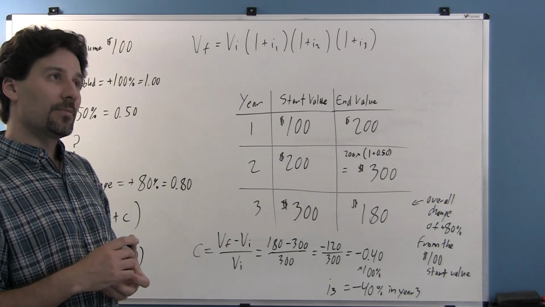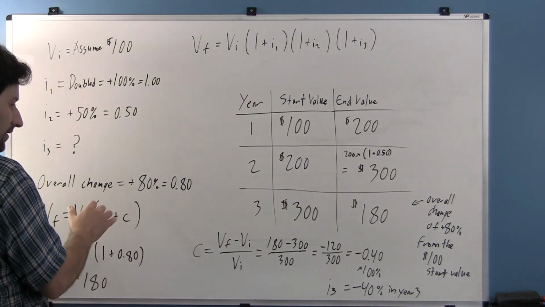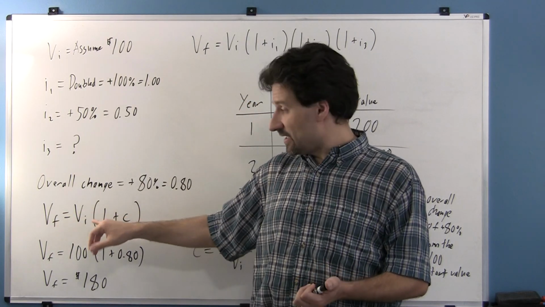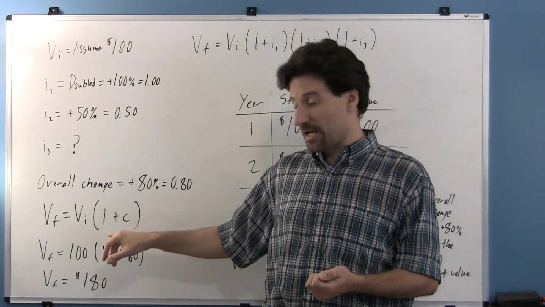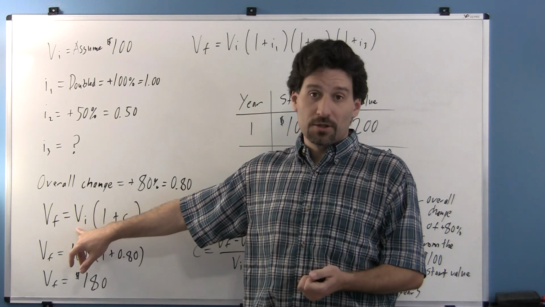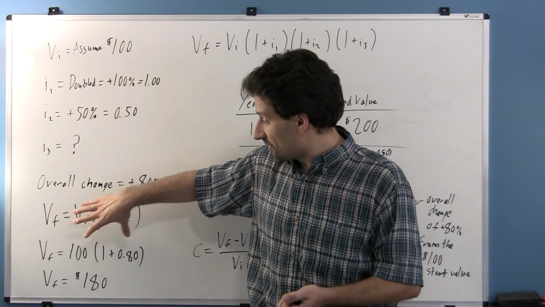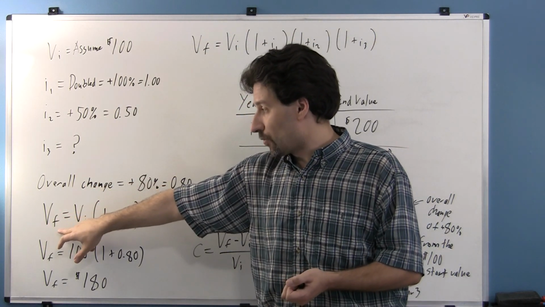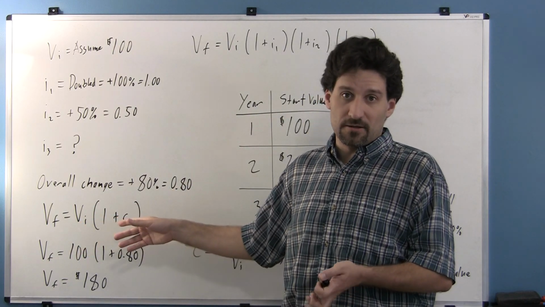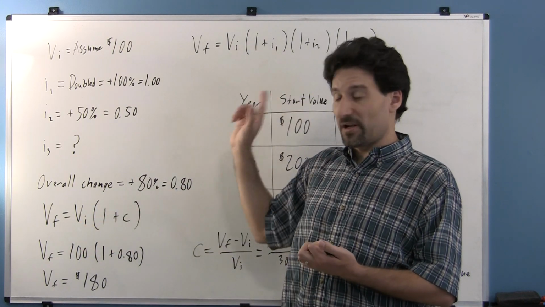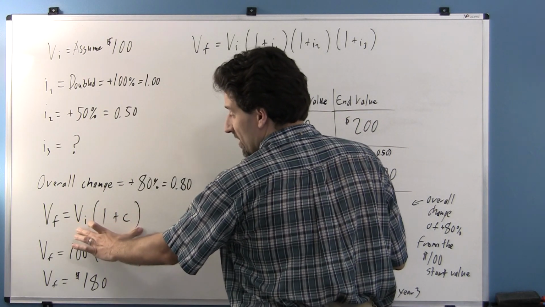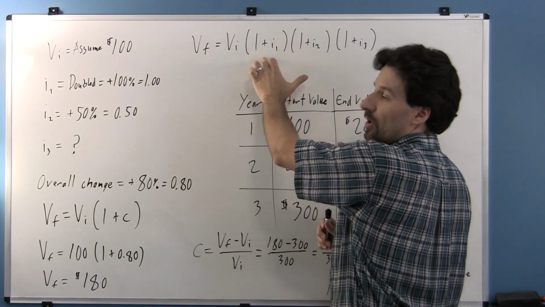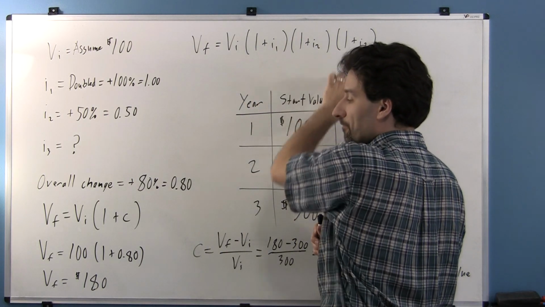Those who are proficient at algebra, you could have also taken the percent change formula. So we did need to use this for that 80% change. But if you didn't want to assume anything for VI, you could have set this equal to this. So here's one expression for the final value at the end of the 3 years. Here's another expression for the final value. If you set them equal, VI times 1 plus C is equal to VI times 1 plus I1 times 1 plus I2 times 1 plus I3.